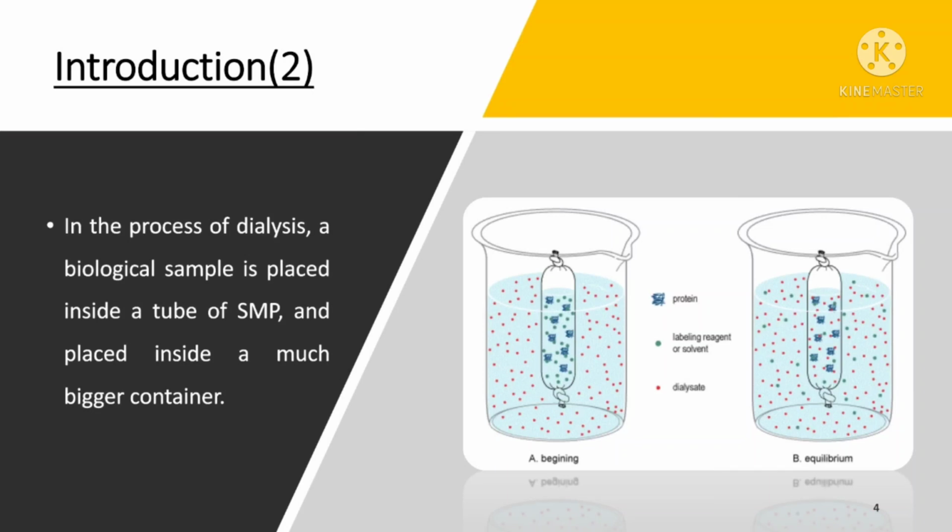Further, if we replace the equilibrated dialysate by a fresh dialysate, then further diffusion will occur which will reduce the concentration of small molecules in the sample and the larger molecules will remain in the bag. Now let's give a look to the video.